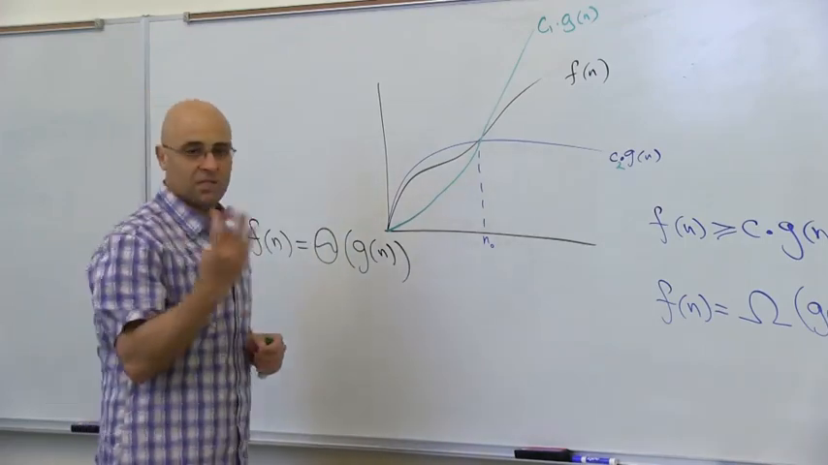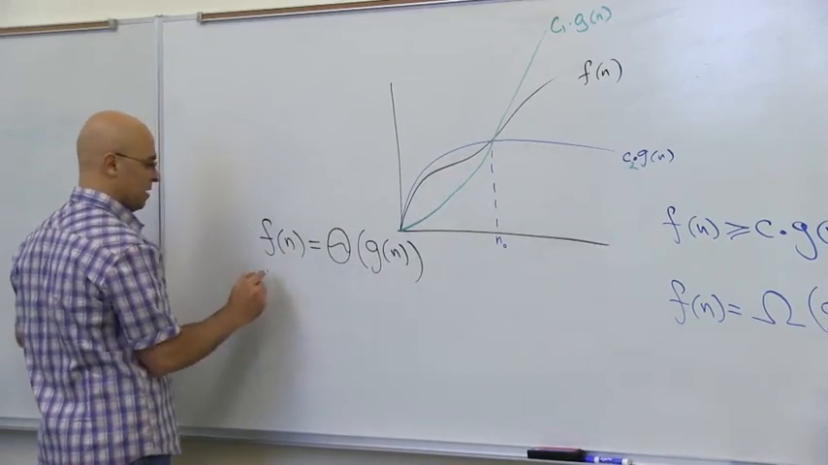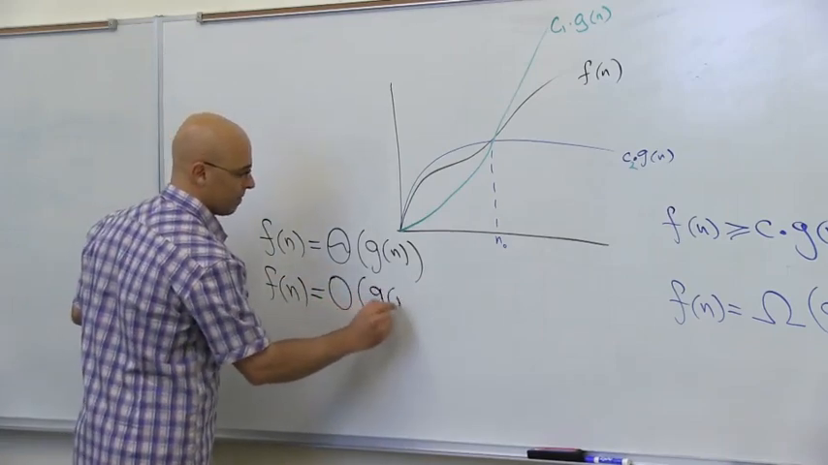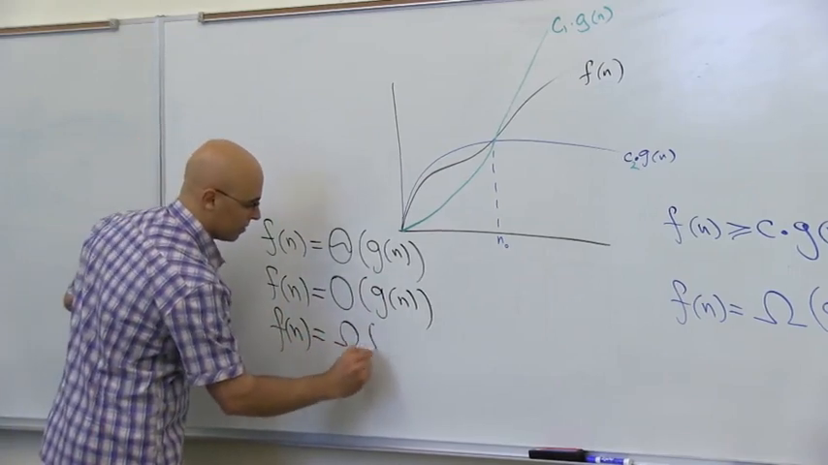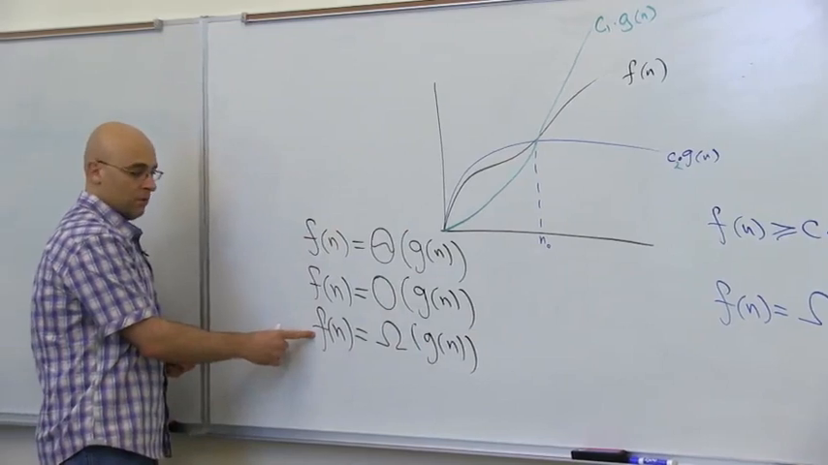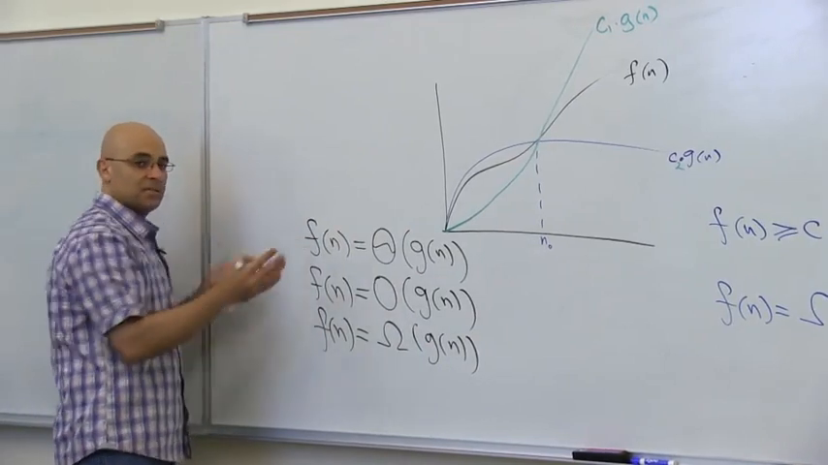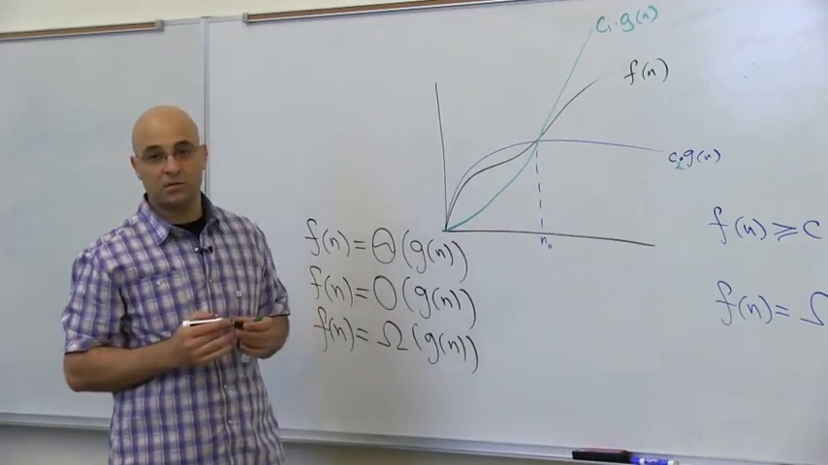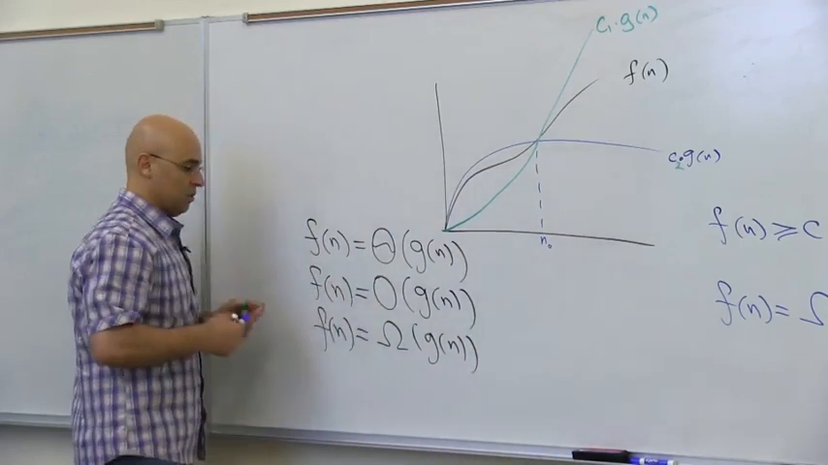So we have these three asymptotic notations. f of n equals theta of g of n, f of n equals big O of g of n, and f of n equals omega of g of n. Omega puts a lower bound, big O puts an upper bound, theta sandwiches the function between a lower bound and an upper bound. And these are the asymptotic notations that we will be using in the course, and mainly we will be focusing on an upper bound.